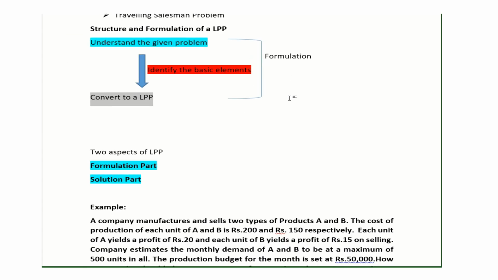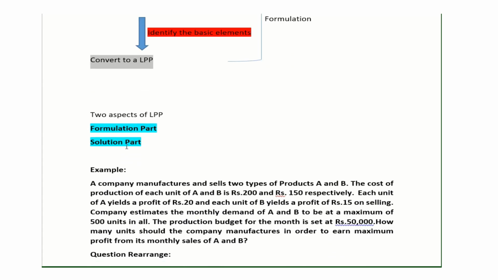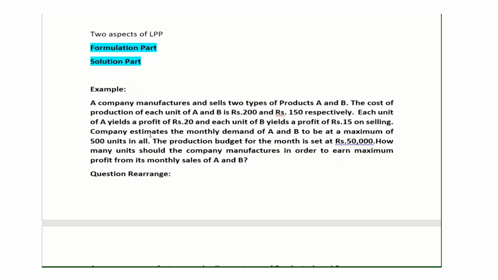In this LPP we have two aspects: one is the formalization part and the other is the solution part. These are the two aspects you have to majorly utilize in this linear programming problem. That's all about the introduction of the linear programming problem. Now we enter into a problem used to frame the formalization of LPP with a mathematical model. First we discuss this particular problem.